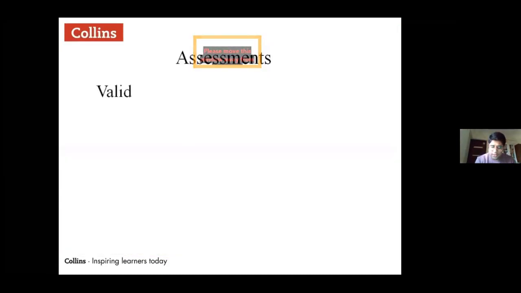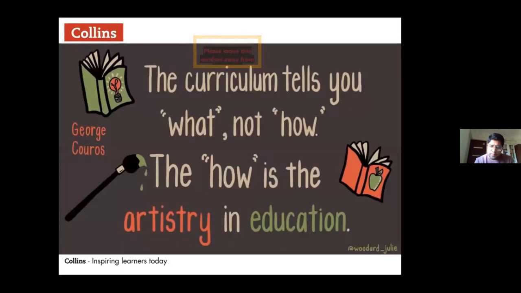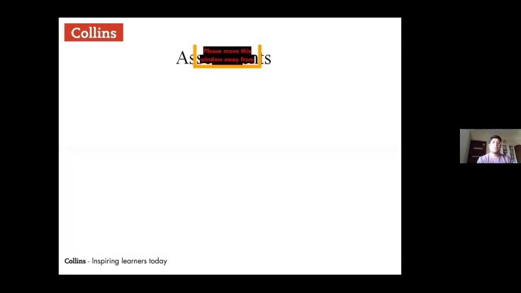With that, we come to the end of it, and I always end my sessions with this particular quote by George Couros: The curriculum tells you what and not how. How is in the art of education. So a lot depends on the metacognitive skills. Metacognition is very important. We need to teach them how. As teachers, we need to talk about how we are teaching what we have.